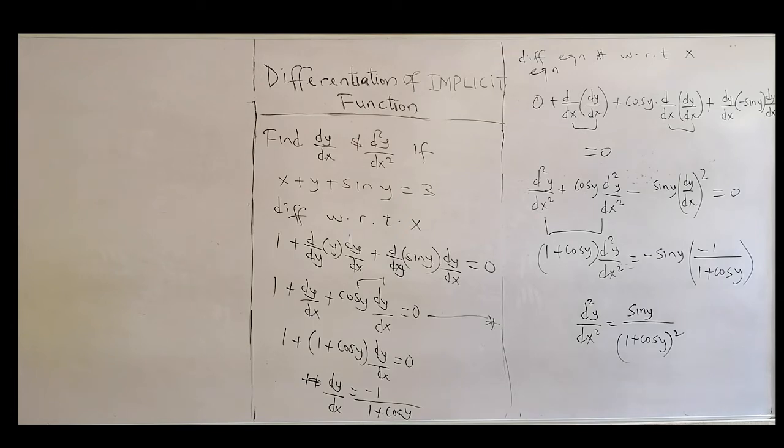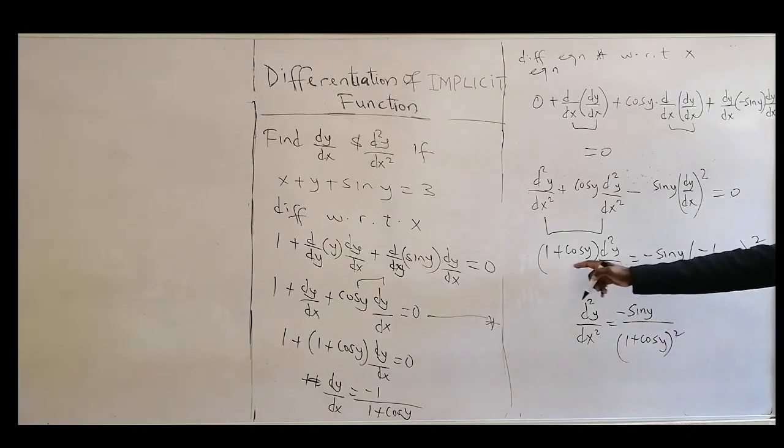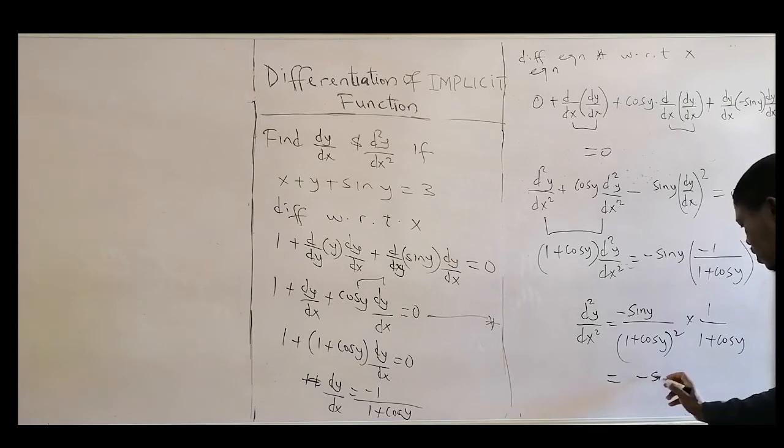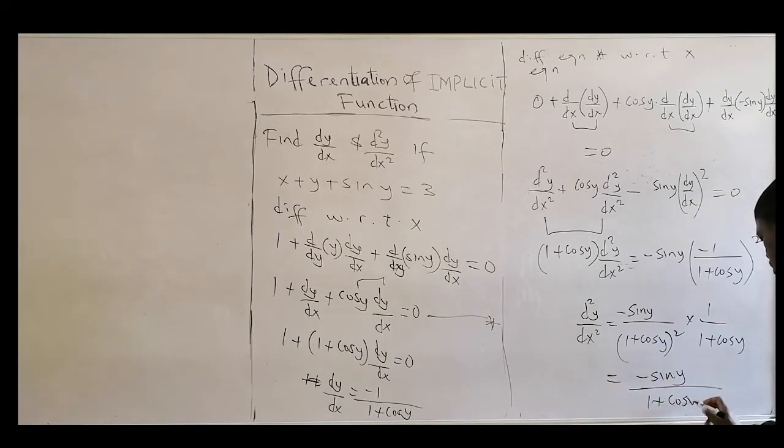So that's the second, your dy/dx is what? Is this value, and don't forget the square. So by the time you square, this minus becomes positive, so you have minus sine y, and then power 2, and then you are dividing by this one, so times 1 over 1 plus cos y. By the time you divide by this, it will change to multiplication, and then 1 over this. So your final answer is what? Minus sine y all over 1 plus cos y power 3.